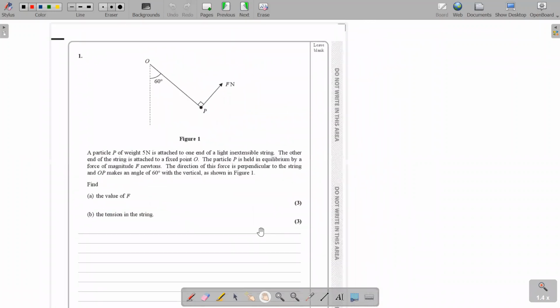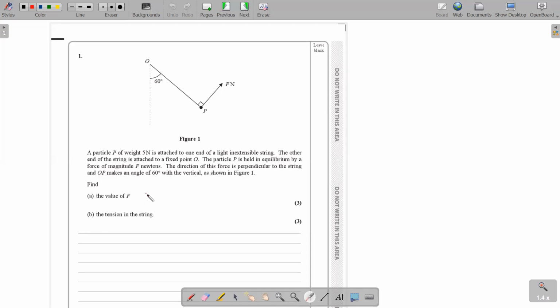A particle of weight 5 Newton is attached to one end of a light inextensible string. The other end of the string is attached to a fixed point O. The particle P is held in equilibrium by a force of magnitude F newtons. The direction of this force is perpendicular to the string, and OP makes an angle of 60 with the vertical, as shown in figure 1. So part A, find the value of F.